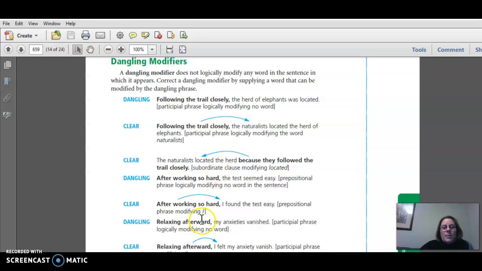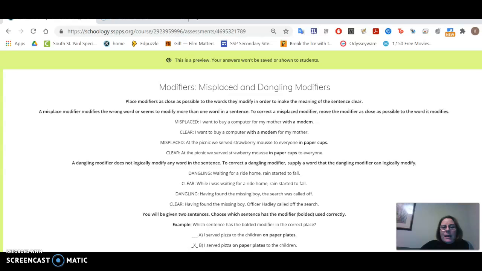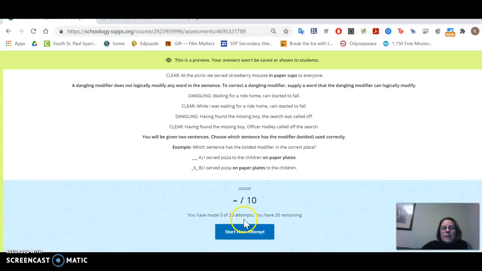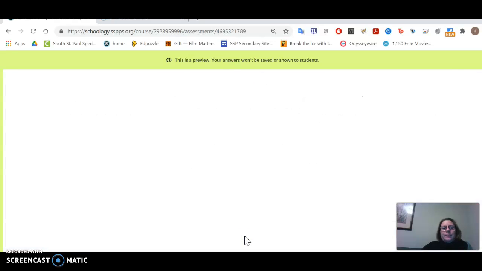And let's take a peek at what that will look like in your quiz. So here are your instructions. It once again gives you some explanation, and then at the bottom it gives you what you're supposed to do. So you're given two sentences and you choose the one sentence that has the bolded modifier used correctly. Okay, so let's see what that looks like.